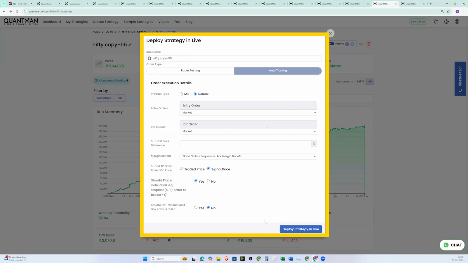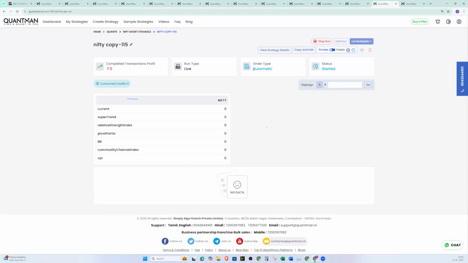Once you give the signal price and then deploy, here you can see the order type is automatic. Automatic means whenever the condition is satisfied, it directly goes to your broker account. If you have funds, the order will execute. If you don't have funds, your order will be rejected. Quantman will initiate a call. The status is started. Okay, the run is a live run.